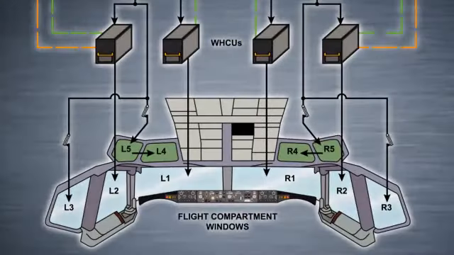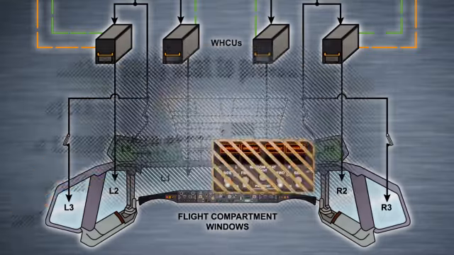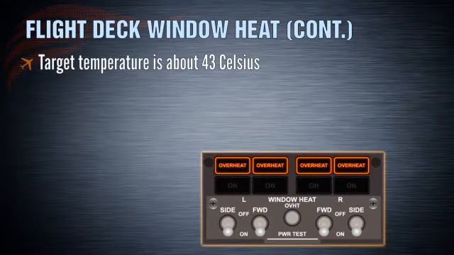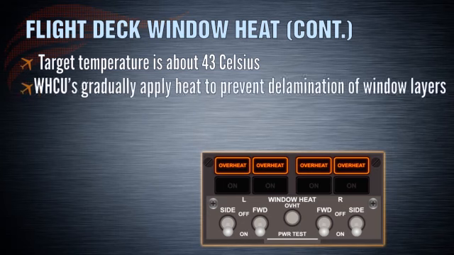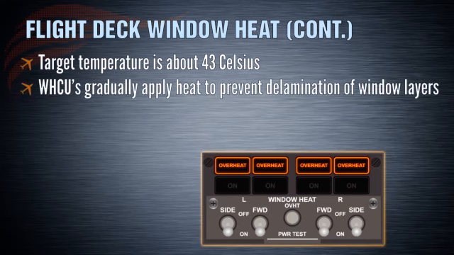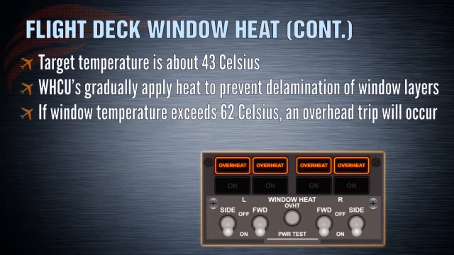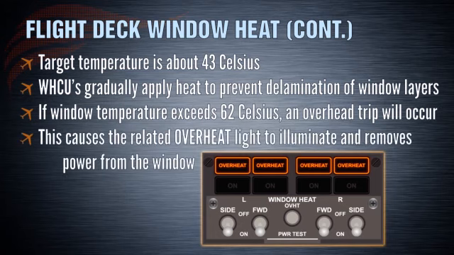The active sensor feeds back temperature information to the window heat control unit, which then applies power to the window as required to meet target temperature. Target temperature is approximately 43 degrees Celsius. The window heat control units apply power gradually to the windows so as not to cause delamination of the layers. If window temperature exceeds 62 degrees Celsius, an overheat trip will occur. This illuminates the corresponding overheat light and removes power from the window.